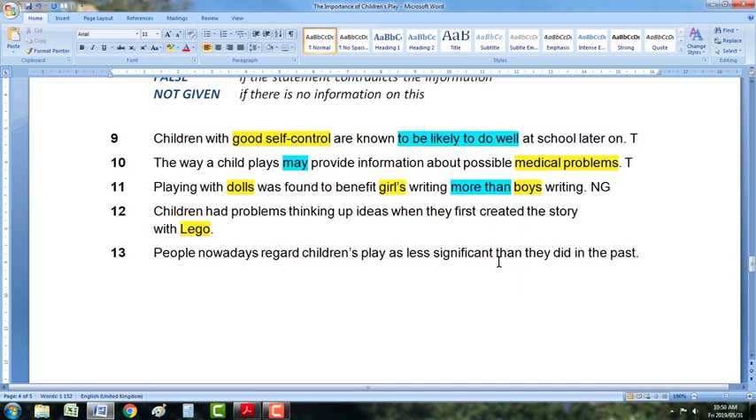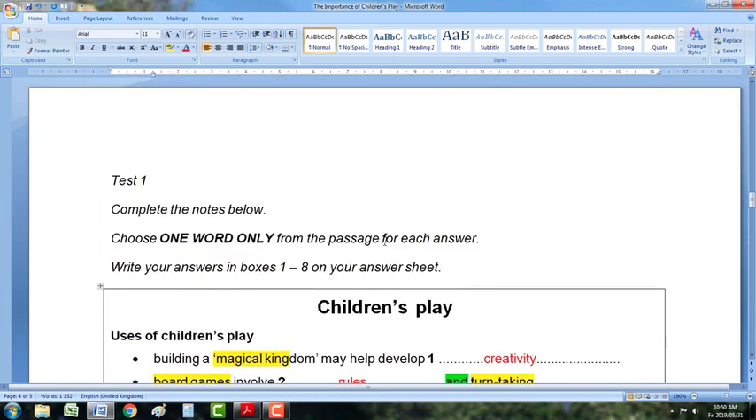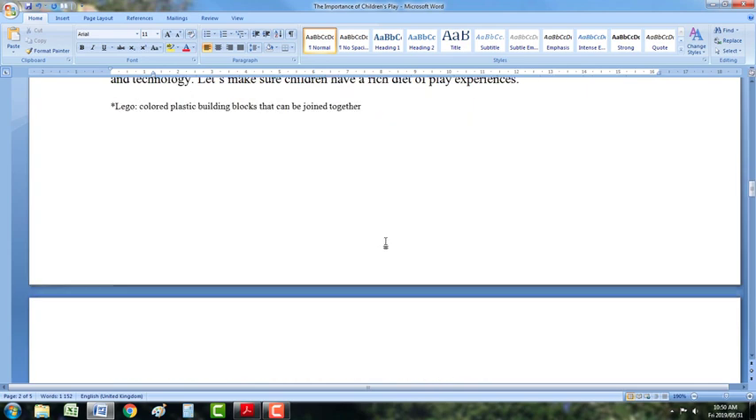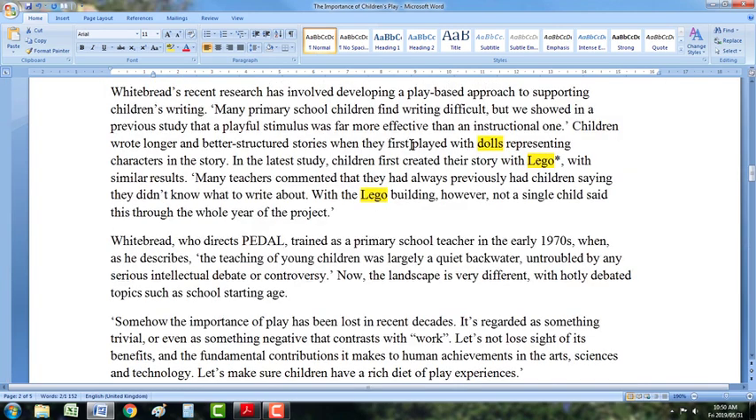Who was better? Right. Children had problems thinking up ideas, had problems, so it's a negative thing. When they first created the story with Lego, they had problems with ideas when they created the story with Lego, when they first created. Target language here, it's not clear. It's just one of those on the verb. Did they have problems or didn't they have problems? So, don't be distracted by that. That's a distractor about dolls. We're talking about here. Children, there it is, first.